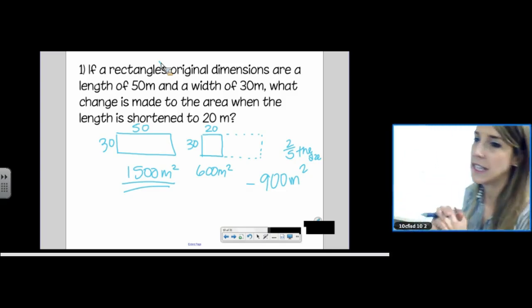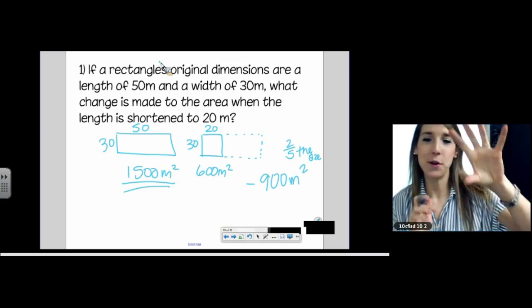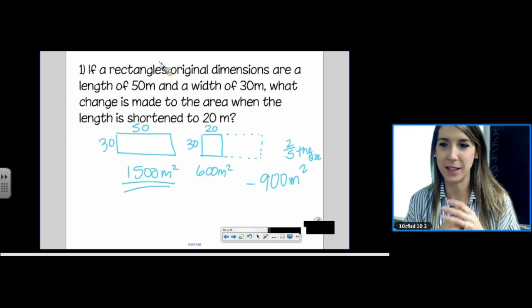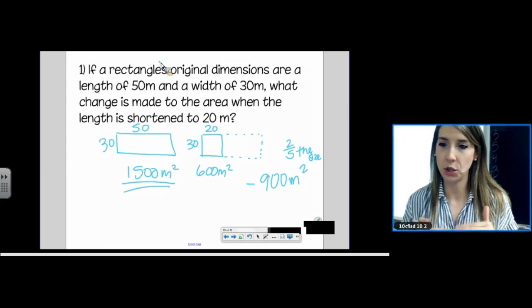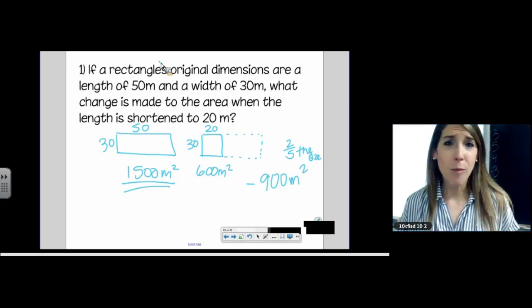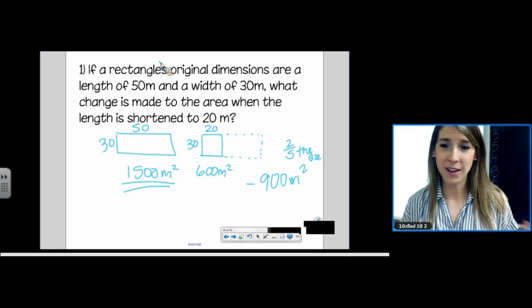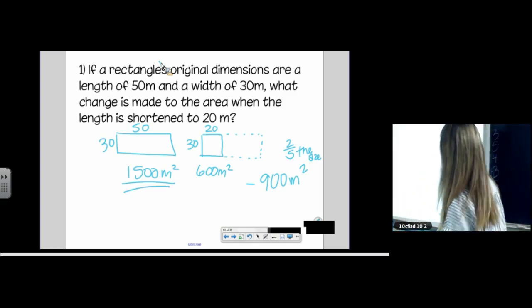Sorry, 2/5 the size of the original. When it's a fraction and the numerator is smaller than the denominator, it means the shape got smaller. So the scale factor is 2/5, and how much did you lose? 900 square meters. Moral of the story, there's no trick. You just solve the first one, solve the second one, and find out what happened.